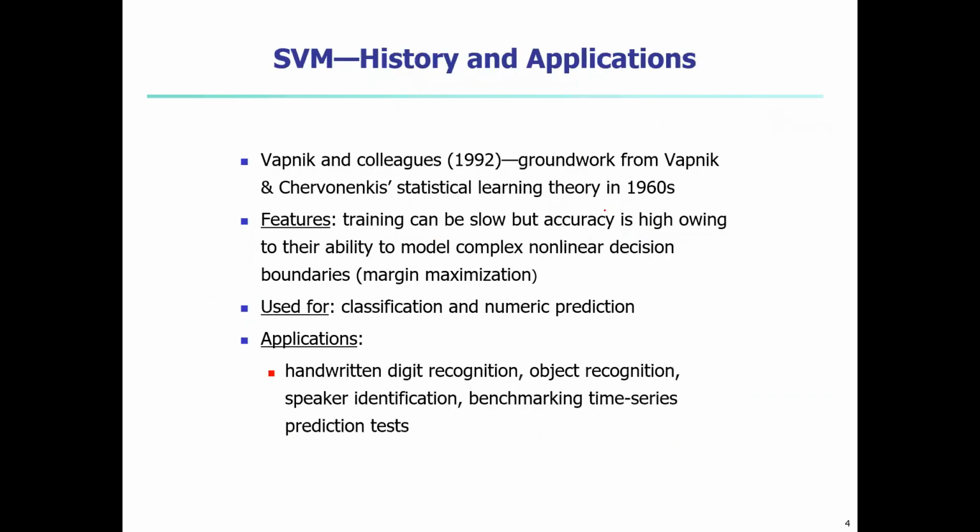Now, let's look at a little bit of the history of SVM. Vapnik and his colleagues, in 1982. When we talk of 1982 in machine learning, we can see it's relatively new. They made groundwork from Vapnik's statistical learning theory. The idea of statistical learning theory came up in the 1960s. However, Vapnik and colleagues were able to bring this unique theory to act on support vector machines in the 1990s. The features include that the training can be slow. However, accuracy is high due to the ability to model complex nonlinear decision boundaries, which we call margin maximization.